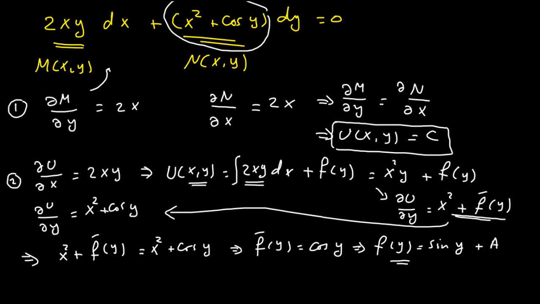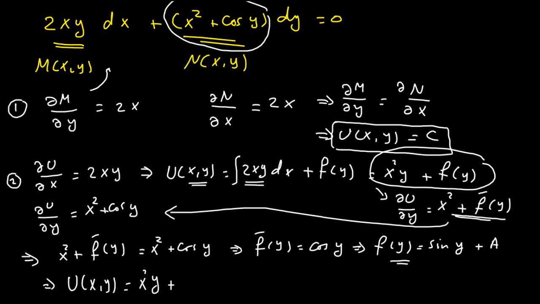So now we have determined the function f of y, and so now we can write the complete definition of the function u of x and y. So we'll say that u of x and y will equal x squared y plus f of y, which is now sine y plus some constant. Now we need to be careful because u of x y is not the solution. Remember, our solution is this one. So this is the general solution. So we need to say that this u of x y is equal to this constant, and this will give us the general solution of the differential equation.